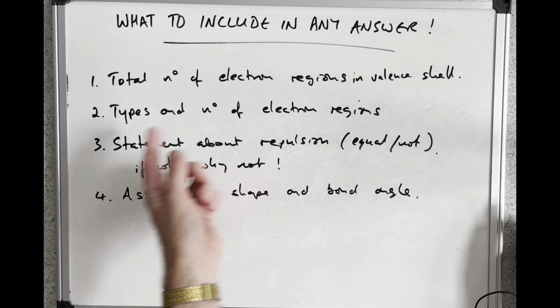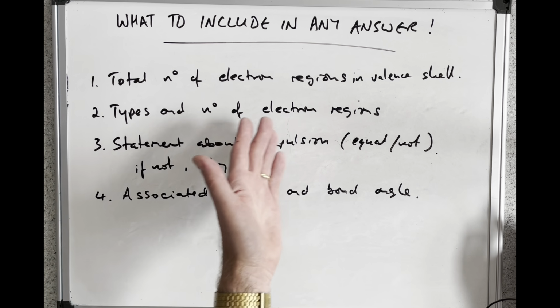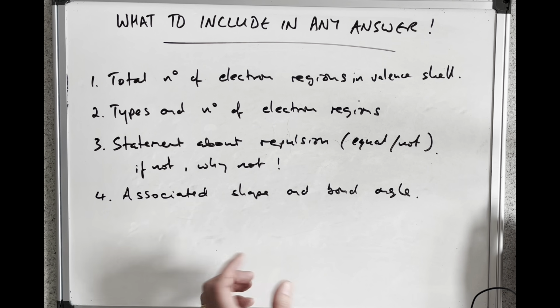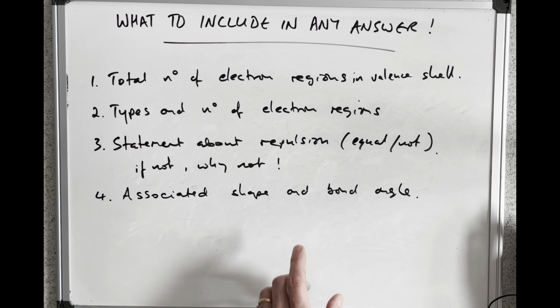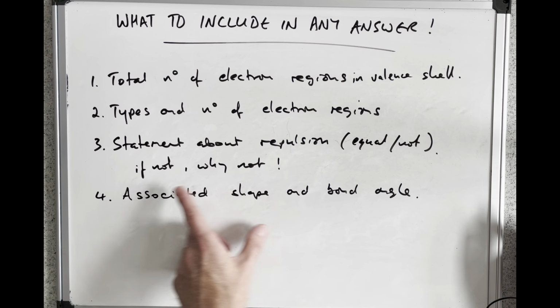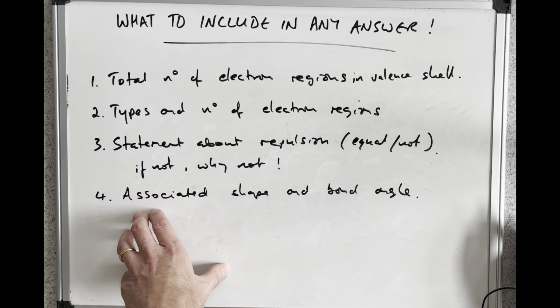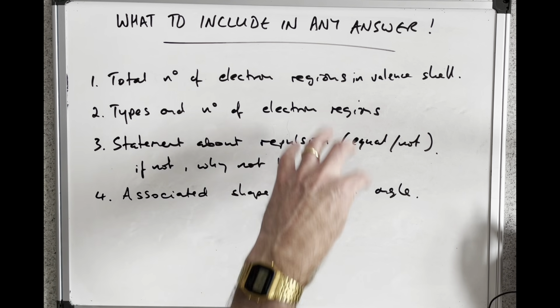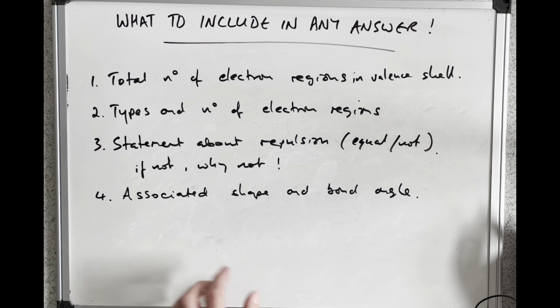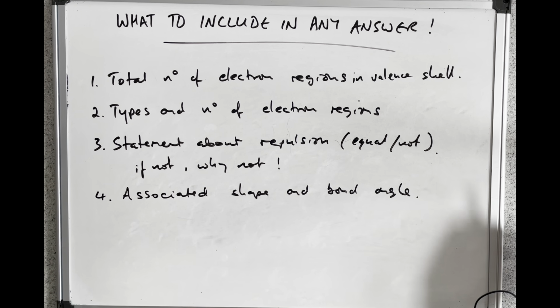Once you've done that, you need to make a statement about repulsion. So is it going to be equal? If you've got all bonding regions, it's going to be equal. If you've got a mixture of bonding and lone, it's going to be unequal. And if you have got unequal repulsion, say why it's not equal. So you get your statement about your repulsion order in there. And then finally, obviously there's an associated shape and angle with any set of regions. So you would draw that out, get the angle drawn in, and you would get full marks.